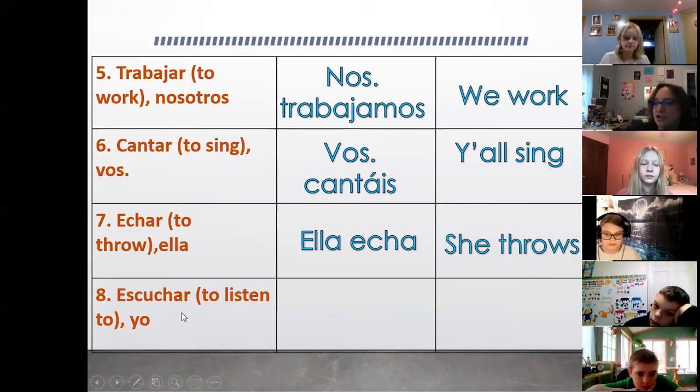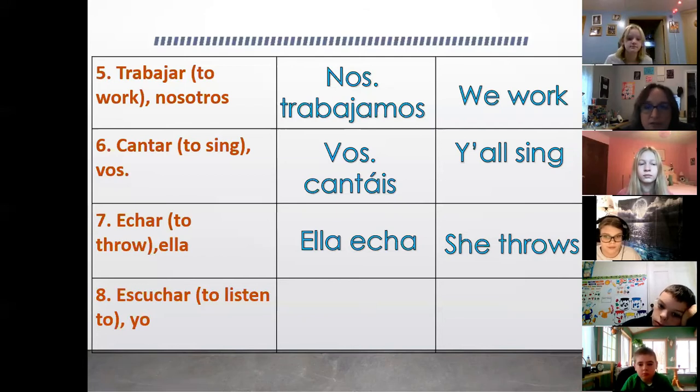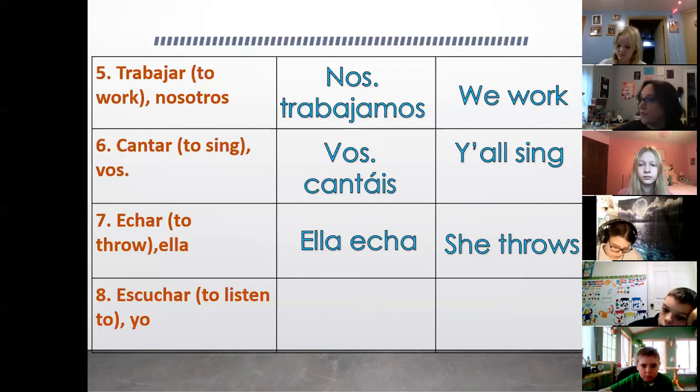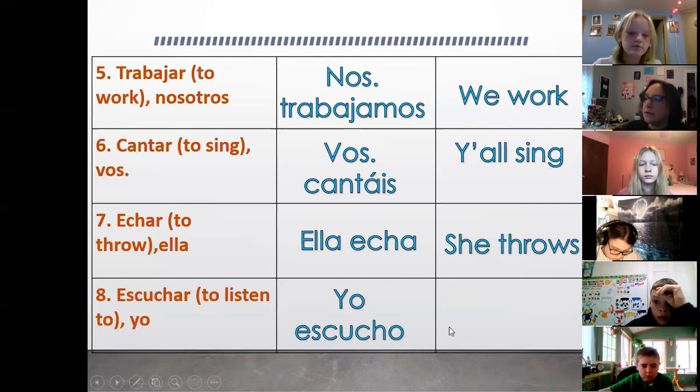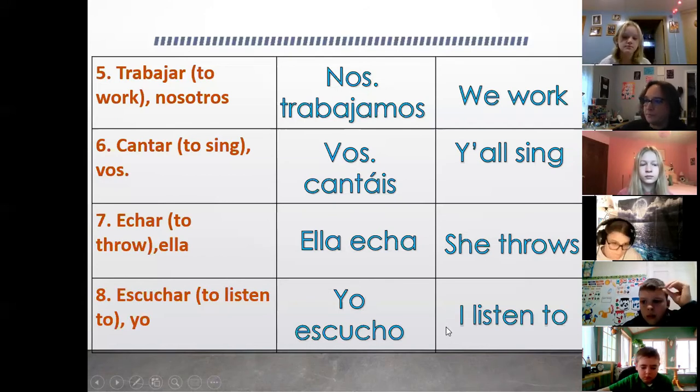Escuchar, to listen to. Yo. What's every single first person ending? What do you always use for yo? O. It's an O. So next week when I add ER and IR verbs, you're already going to know all the yo endings because it's always O. So this one then will be escucho, and so it means I listen to.